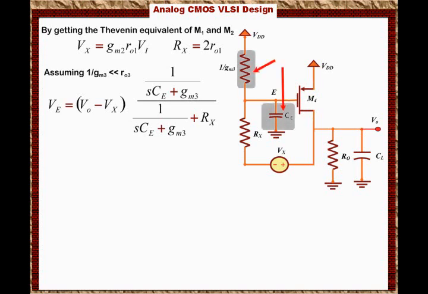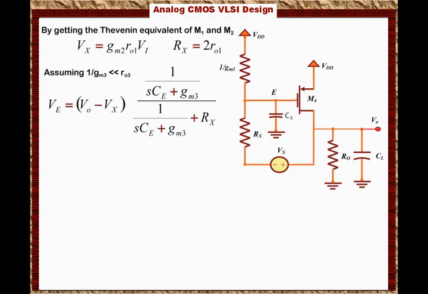Because VDD is grounded as far as the small signal is concerned, the 1 over GM is in parallel with the CE capacitance. In terms of admittance, parallel admittances are added up, so that's why you see GM3 plus SCE. Then if you take the inverse of that resultant admittance, that is the resultant impedance, right? And then you just use a voltage divider.